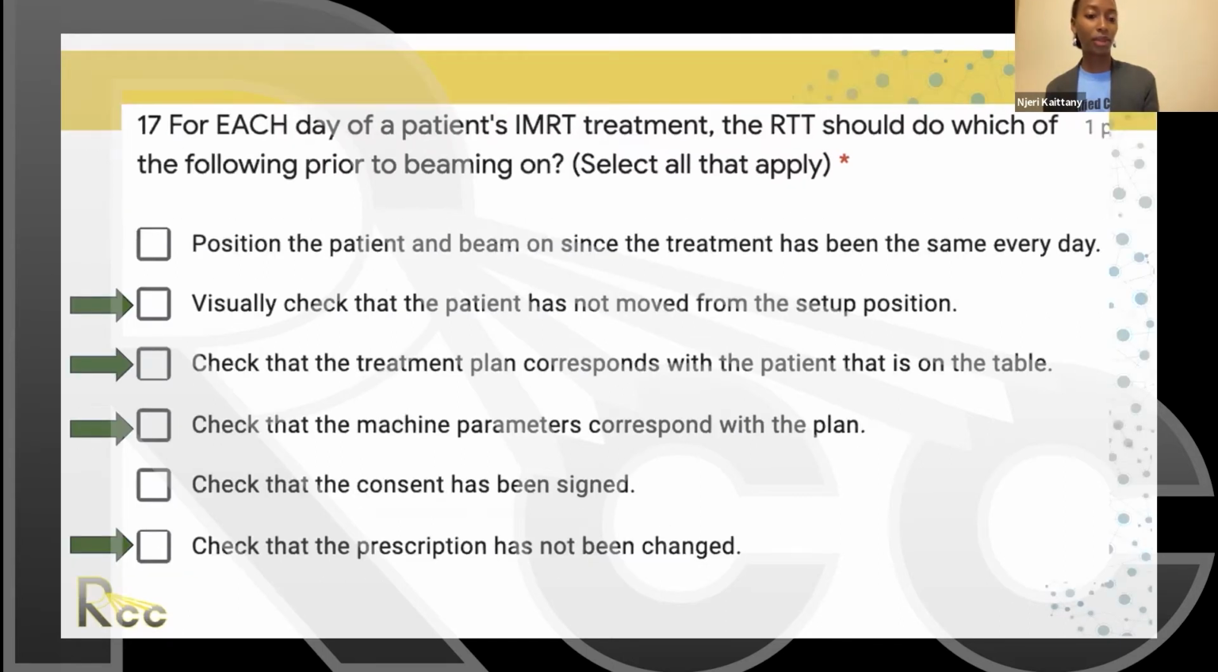Okay, and so you've got all 4: visually check that the patient has not moved from the setup position, check that the treatment plan corresponds with the patient that is on the table, check that the machine parameters correspond with the plan, and check that the prescription has not changed.